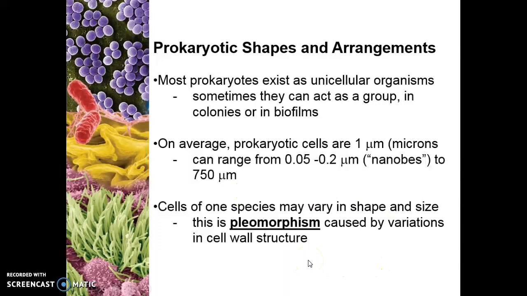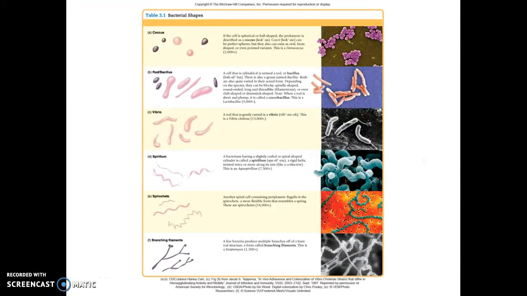And then cells of one species may actually vary in shape and size. If that's the case, it's called pleomorphic or pleomorphism. Morphism is going to be the shape, pleo meaning many. So there's going to be a variety of shapes and sizes of this bacteria, even though if you look at it genetically, it's going to be identical.